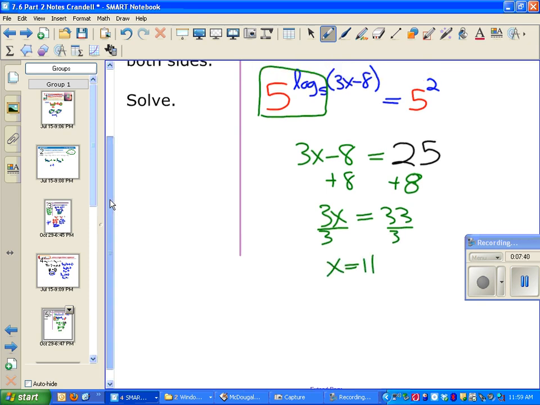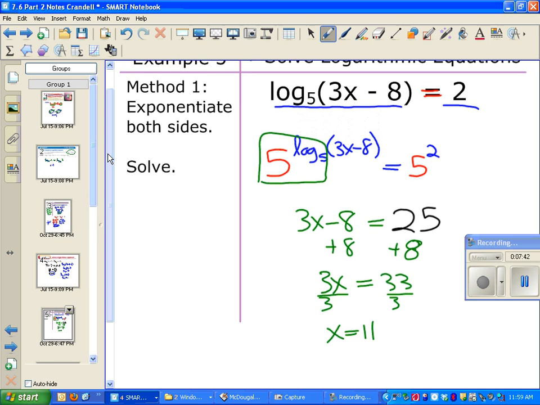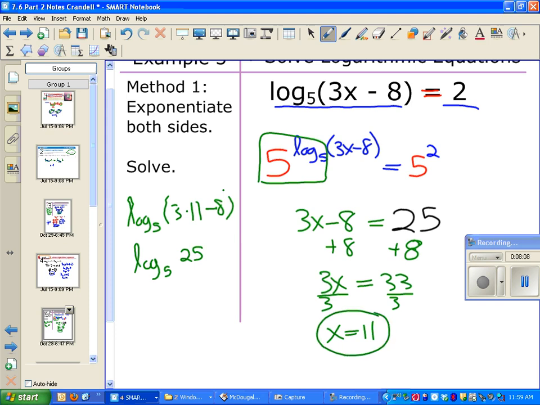So when I check that, I'm just going to make sure that when I plug in 11, I'm not taking a log of a negative number. So I have log base 5 of 3 times 3, no, JK, 3 times 11, because that was my x, minus 8. So I have log base 5 of 33 minus 8, which is 25, and that's okay. So this is a good answer. X equals 11.